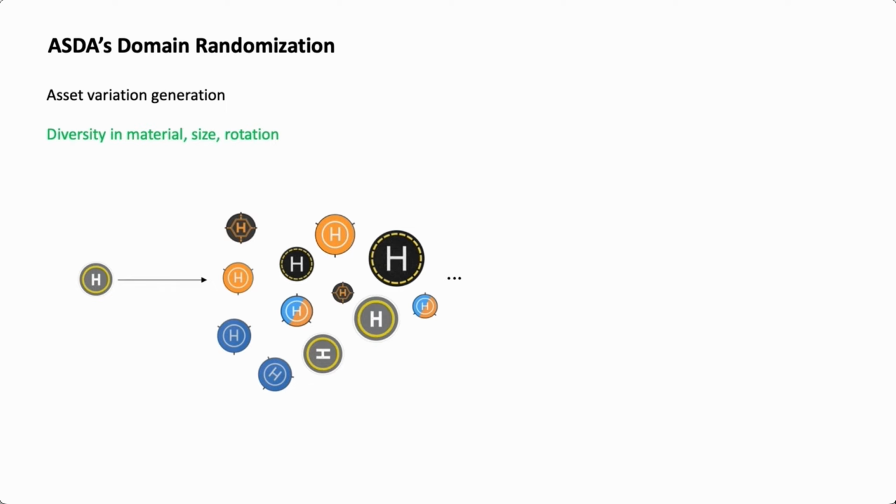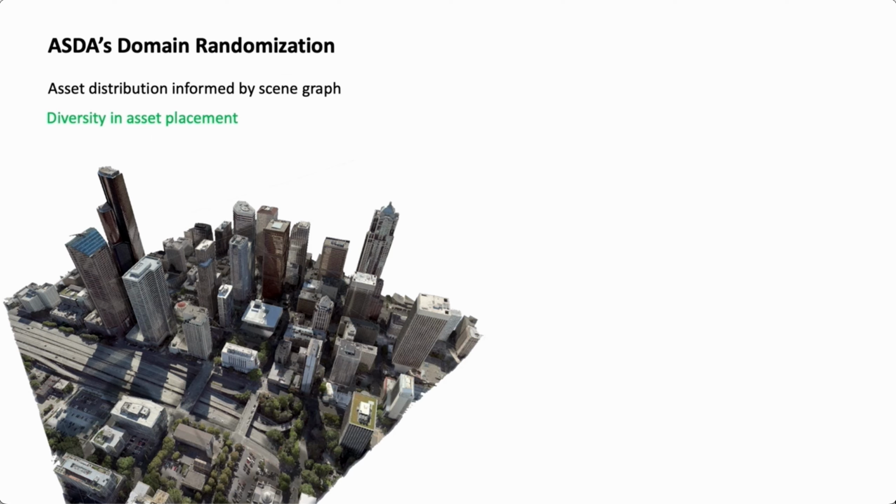ASDA's generative scene augmentation is enabled through a layered domain randomization approach incorporated into its pre-processing pipeline, in which first the asset generation operations generate new variations of specified asset objects by randomizing their rotation, scale, and material to increase diversity in asset appearance. Generated asset variations then seed the distribution operations.